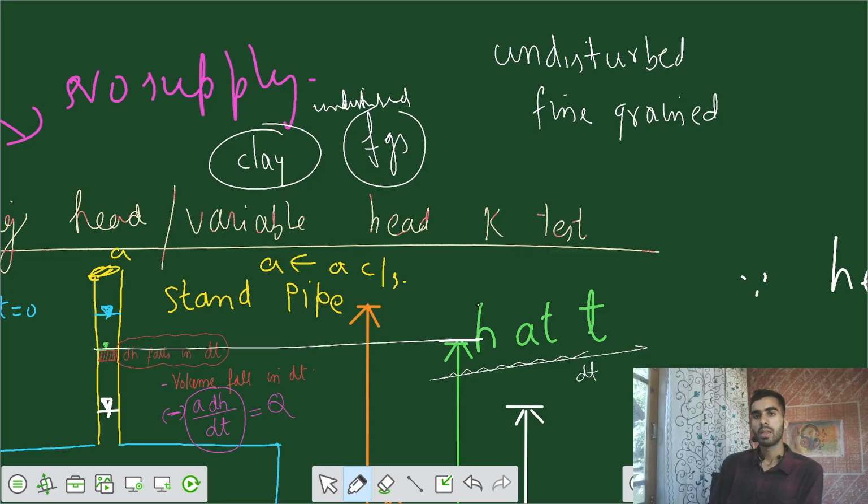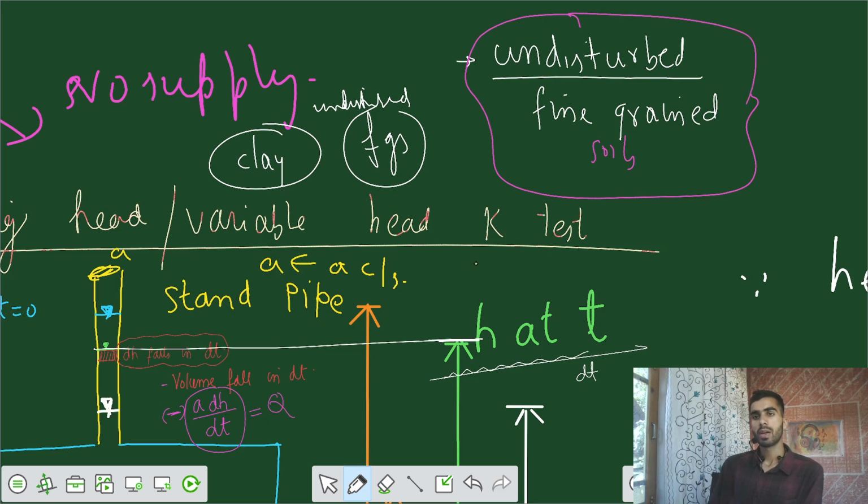So that means if I want to assess the permeability of the field soil, I want to get that soil into the lab without remolding it, such that I can get some approximate actual value of the fine grained soil permeability. So that's why it's performed for undisturbed soil samples of fine grained soils.